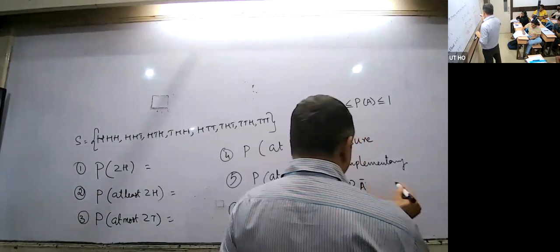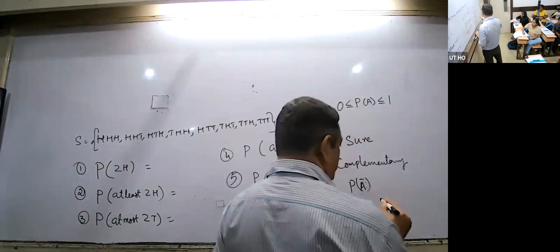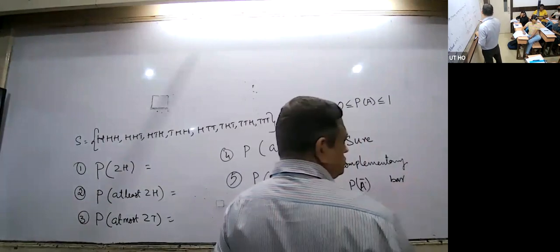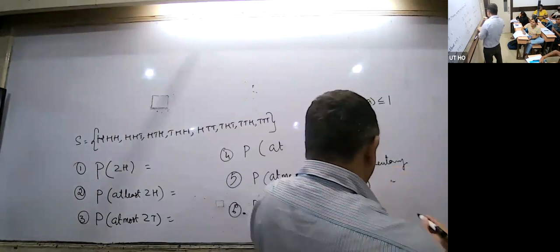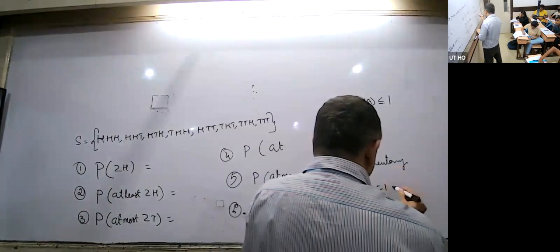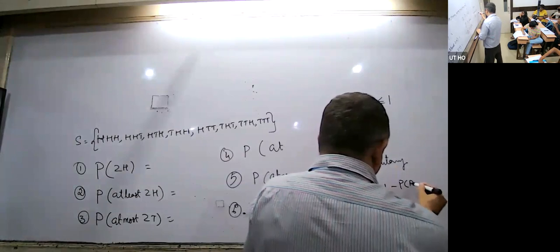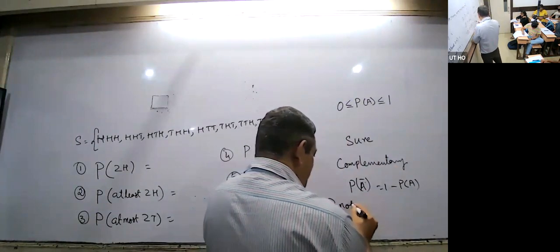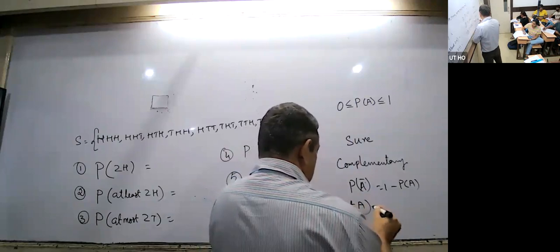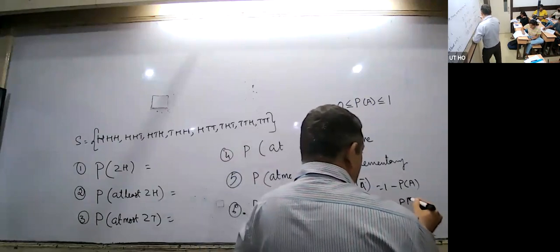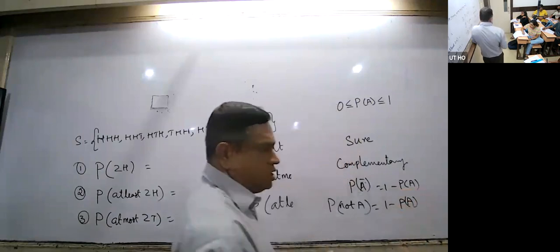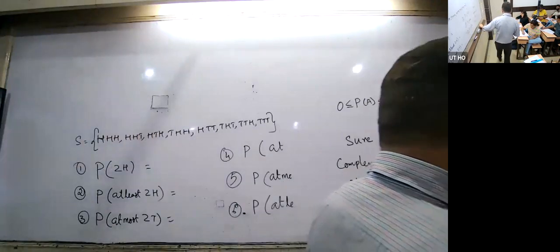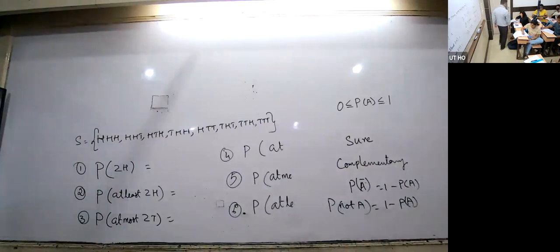P of A bar is equal to 1 minus P of A. Even this one you can write P of not A is equal to 1 minus P of A. Both are the same thing: A dash, A bar, etc. Understood or not? Yeah.